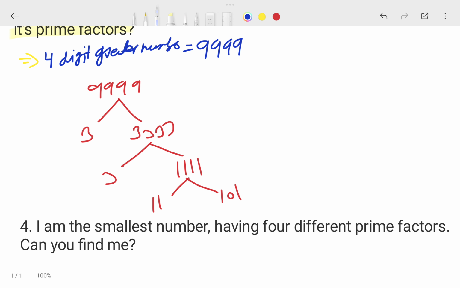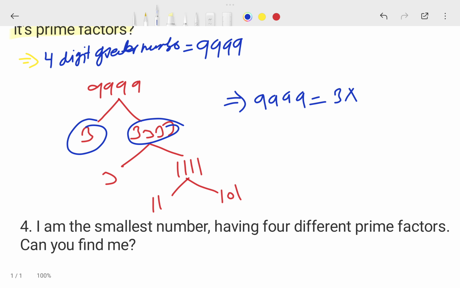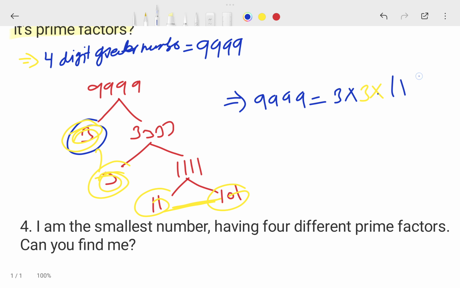So if you want to write this 9999 as a multiplication, how will you write it? You have to write 3 into this one, this one, this one, and this last one. So 3 into 3 when you multiply, that's going to be 9. And 9 into 11, and then it is going to be 101. You have to write like that.